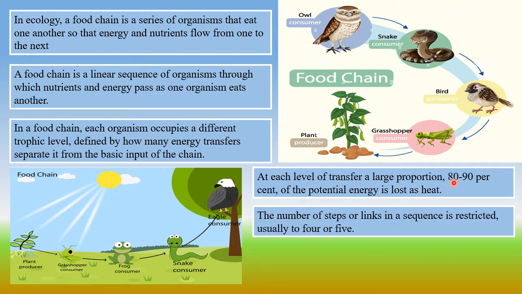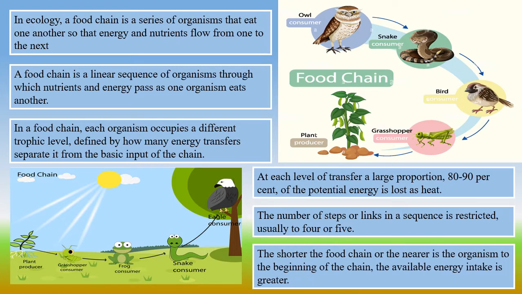Hence, the number of steps or links in a sequence is usually restricted to 4 or 5. The shorter the food chain, or the nearer the organism is to the beginning of the chain, the greater the available energy intake.